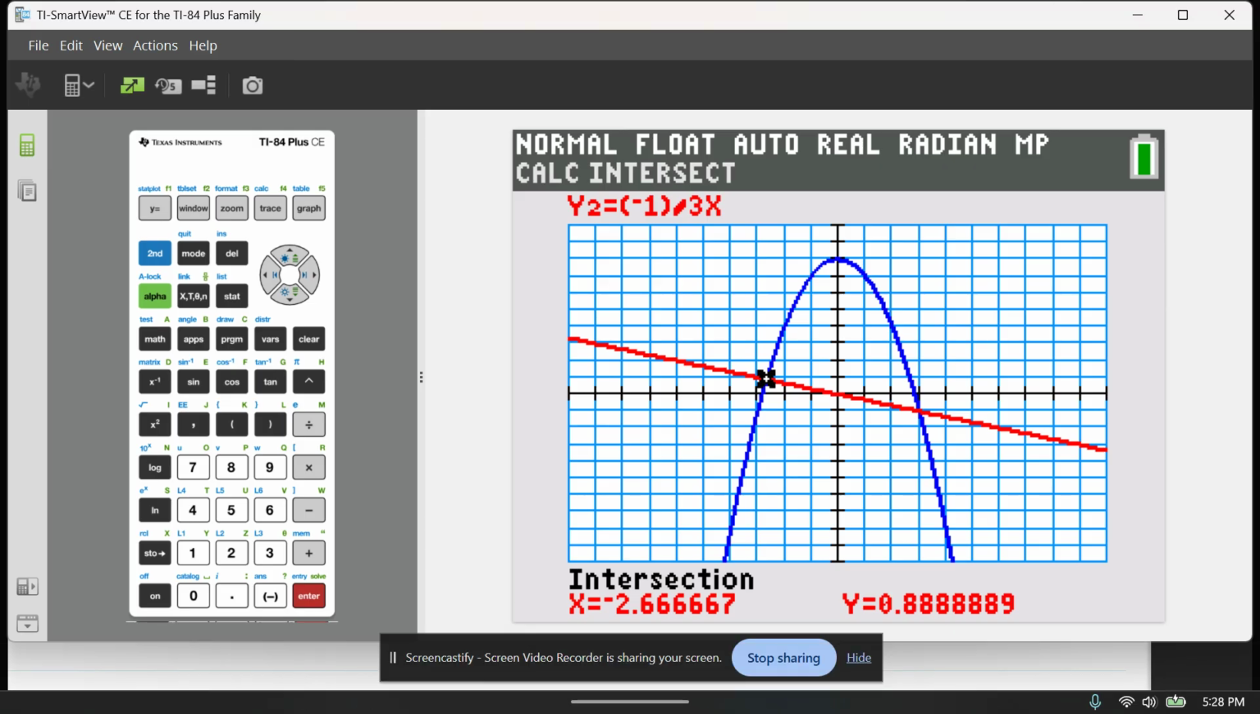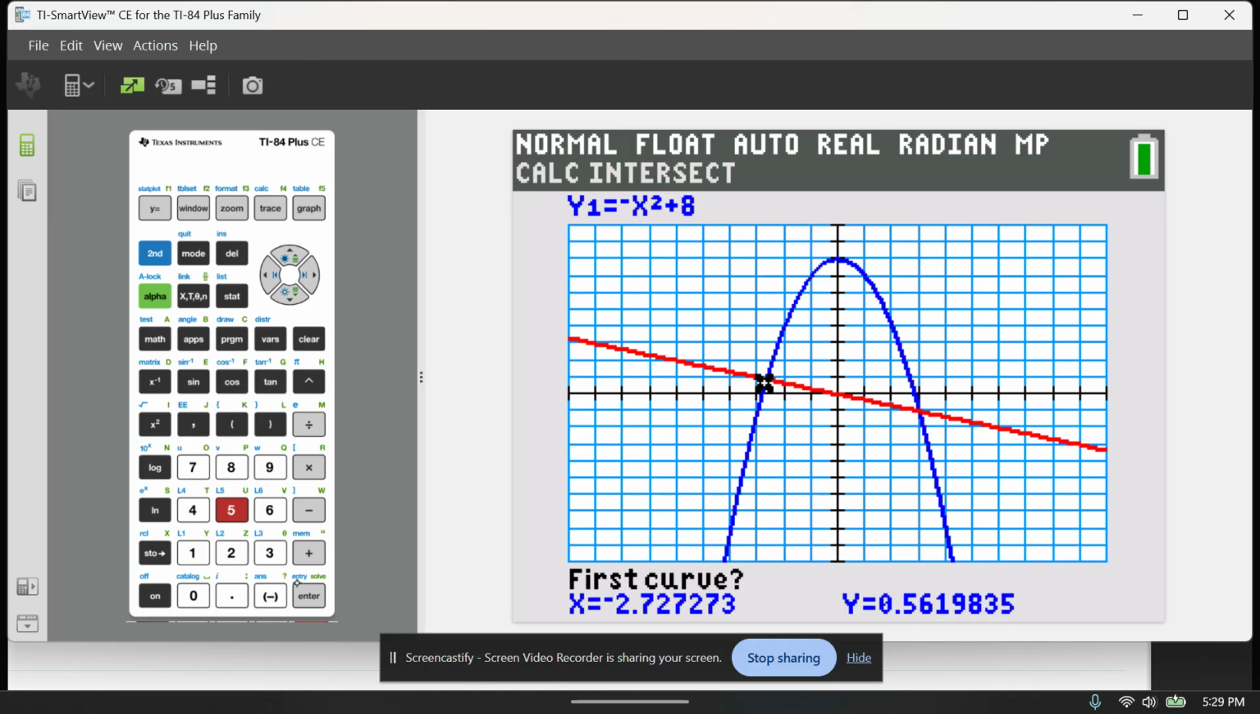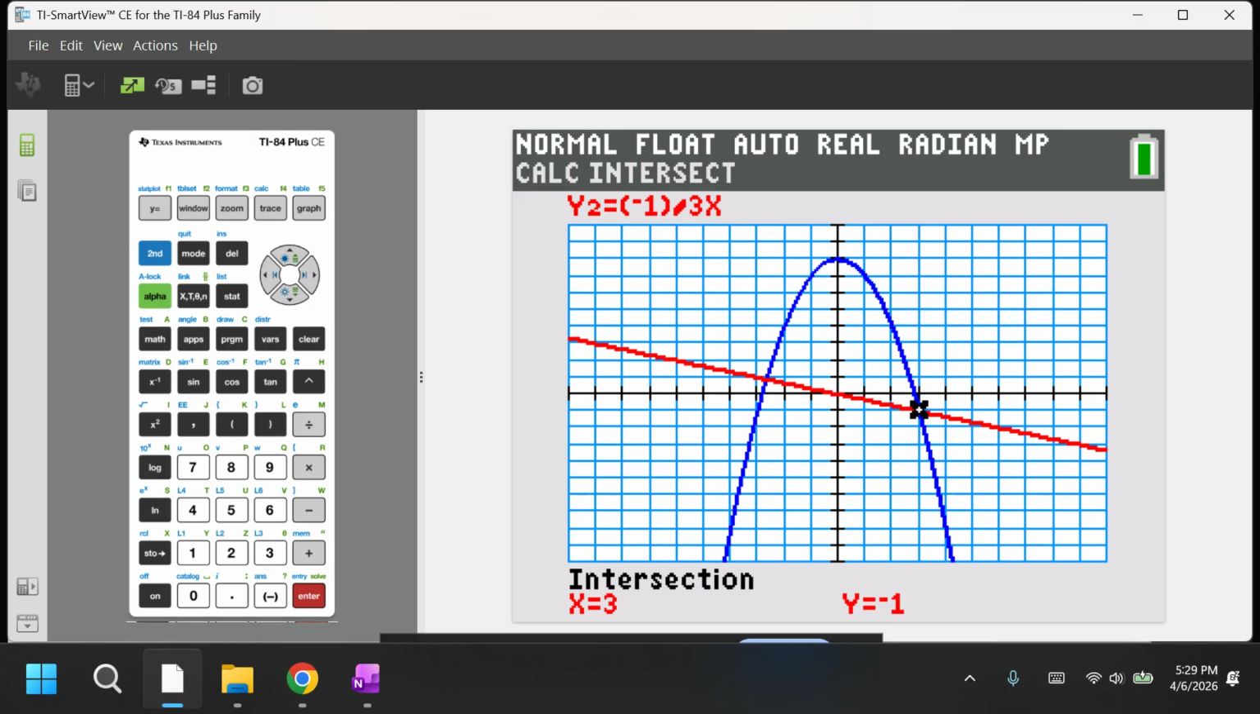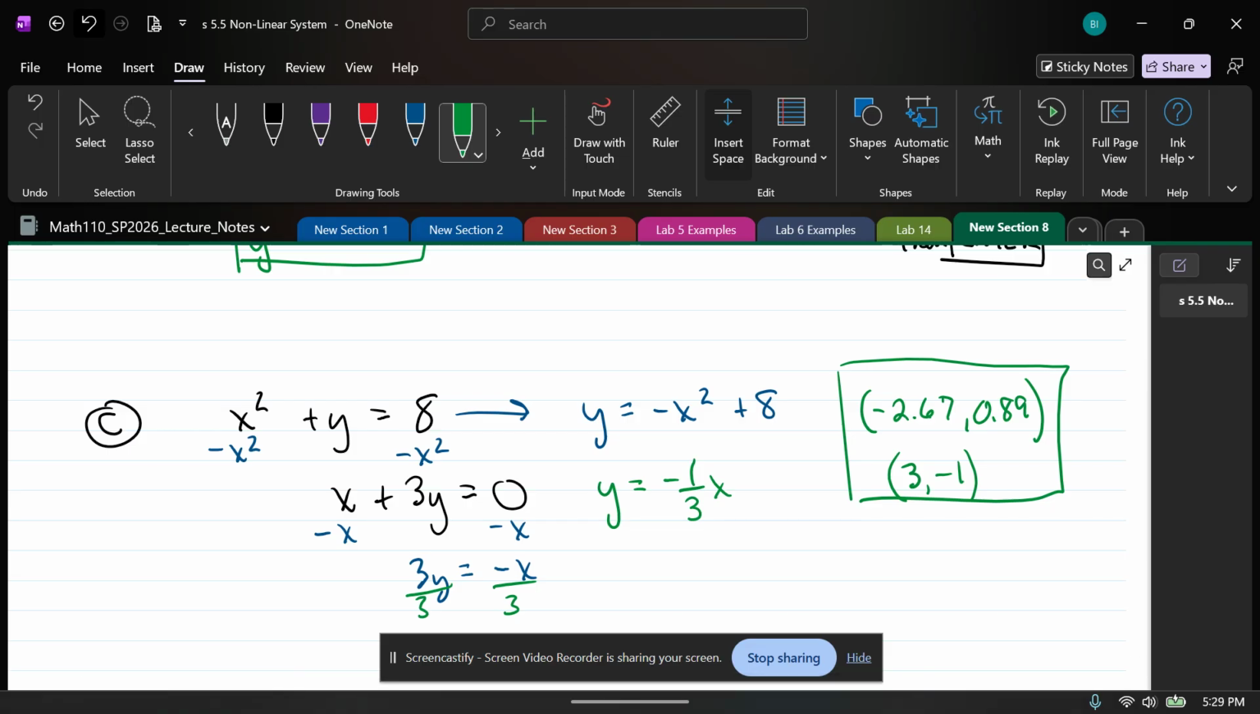Let's find the other solution. How do I do it? Second trace, intersect, enter for first curve, enter for second curve, and then move over there close to that other one. I think it's about at 3, negative 1, but it may not be exactly on that. Ooh, it is exactly on that. 3, negative 1. There's my 2 solutions. Okay.